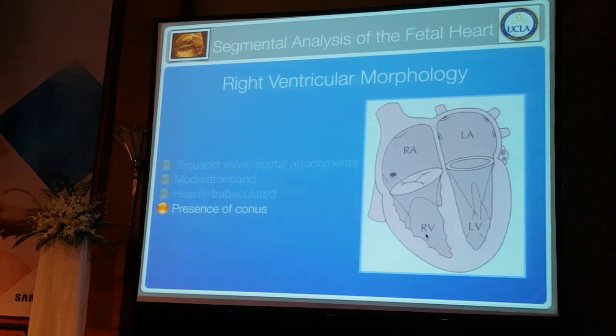Now the conus is just the name for the muscle that's in the outflow portion of the right ventricle, because the left ventricle does not have that type of conus. The right ventricle does. And what that means is when you're scanning, there's going to be a distance between the tricuspid valve and the pulmonary valve because of that conus on the right ventricle. Whereas on the left ventricle, without conus, there's mitral aortic continuity. They touch each other.